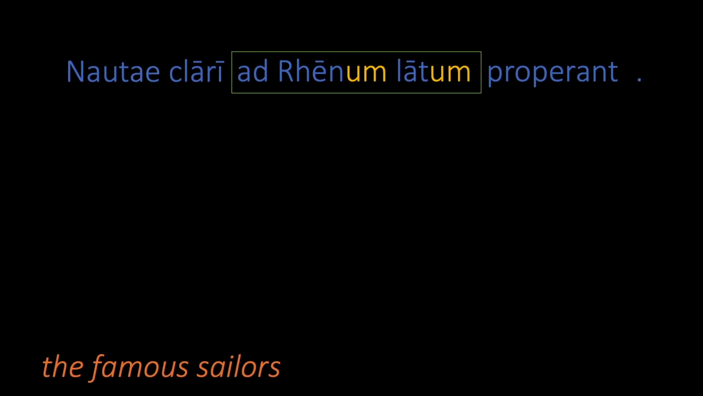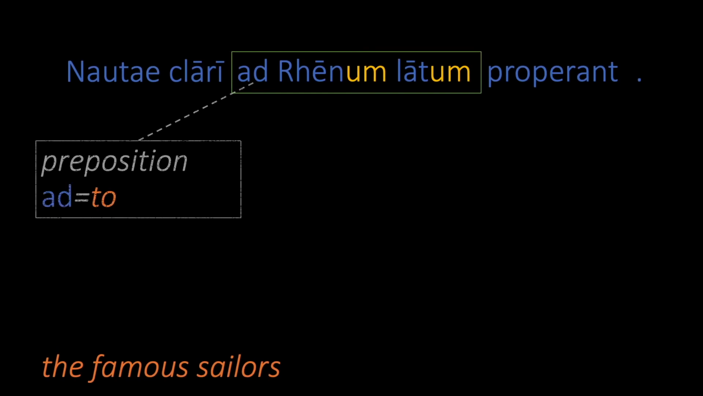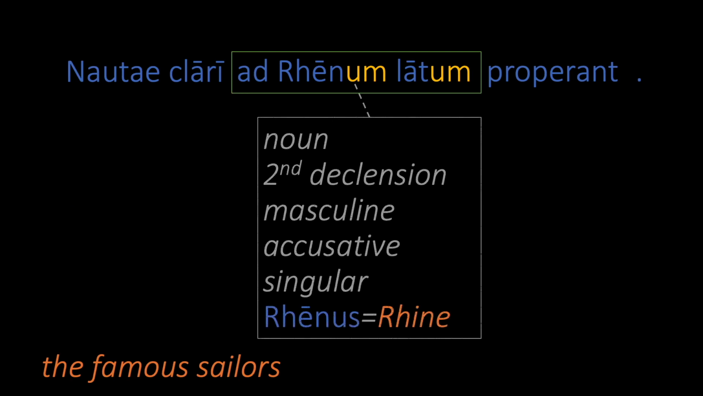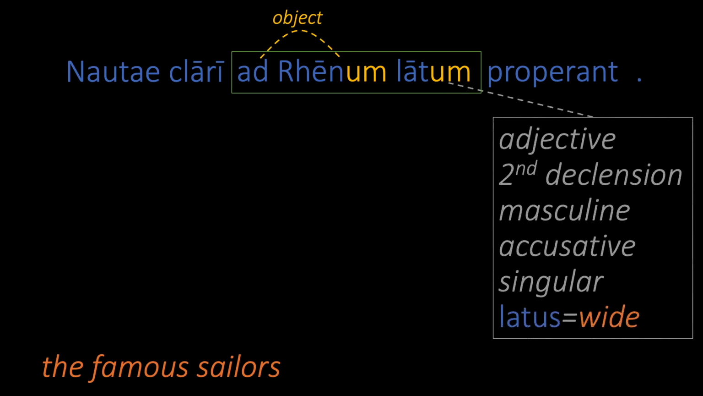The next phrase is ad Rhenum lātum. Ad, of course, means to, and is a preposition which takes the accusative. Rhenum is that accusative, and is therefore the object of the ad. It is the Latin name for the river Rhine. Lātum is an adjective that follows and agrees with Rhenum. So it looks to be attributive. It means wide. Putting these words together gives us to the wide Rhine.